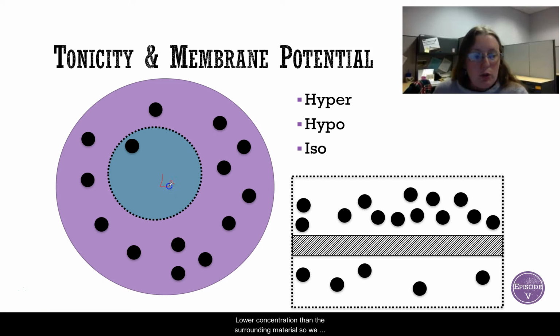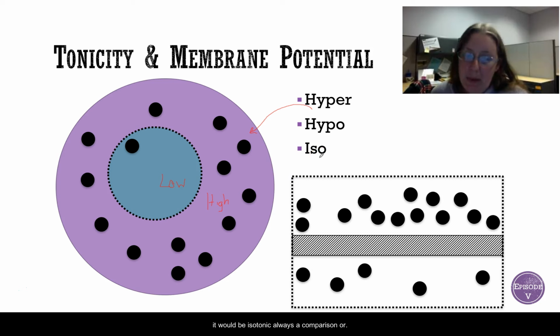So if we compare these two, what we need to do is determine whether the surrounding solution is hypertonic, hypotonic, or isotonic. This is fairly straightforward if you remember that that is the perspective from which you are looking at this. Is the solution hypertonic compared to the cell? Is the solution hypotonic? So in this case, our solution has a higher concentration, so it is a hypertonic solution. If the concentrations were equal, of course, it would be isotonic. So this is always a comparison.